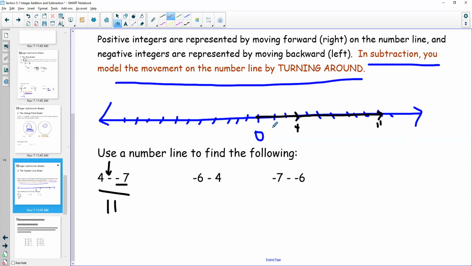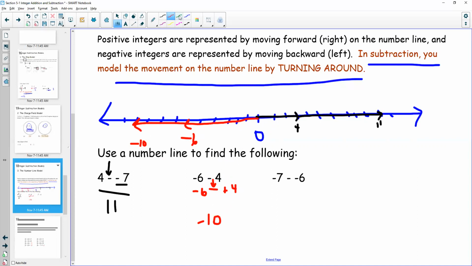Let's try another. -6, we'll think about this as -6 minus a +4. So we'd start by going to -6: 1, 2, 3, 4, 5, 6. There's my -6. Minus a +4. Normally for positive, I move to the right, but this says do the opposite of. So instead of moving to the right, I'm going to move to the left. -6 minus 4: 2, 3, 4, gets me to -10.